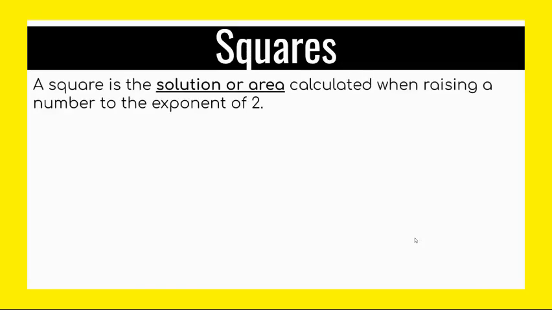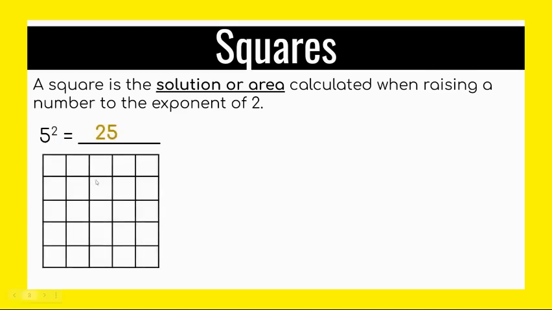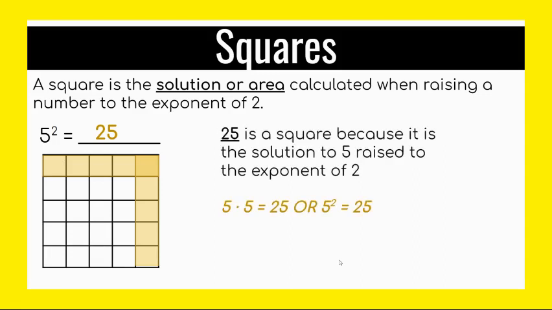So a square is the solution or area calculated when raising a number to the exponent of 2. Here, 5 squared, well, the square would be 25, because 5 times 5 is equal to 25. You can see that here in the grid. If I do 5 times 5, I get a 25 square grid. 25 is the square because it's the solution. It's the answer when I raise 5 to the exponent of 2, or 5 times 5, 25.